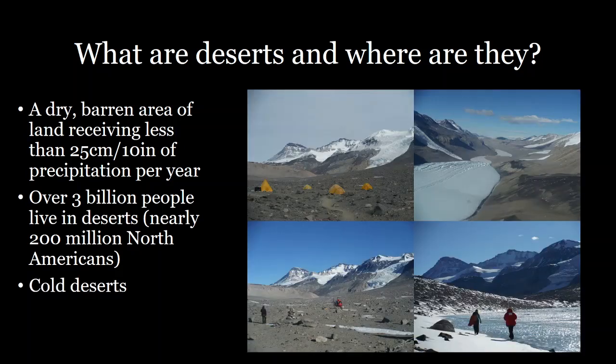So these are pictures that I took when I was working in Antarctica. This is the McMurdo Dry Valleys. The dry valleys are an area of Antarctica where there's so little precipitation that glaciers can't even form. And instead, it's just a barren landscape of rock and soil. And so this is just an example of what a cold desert might look like.